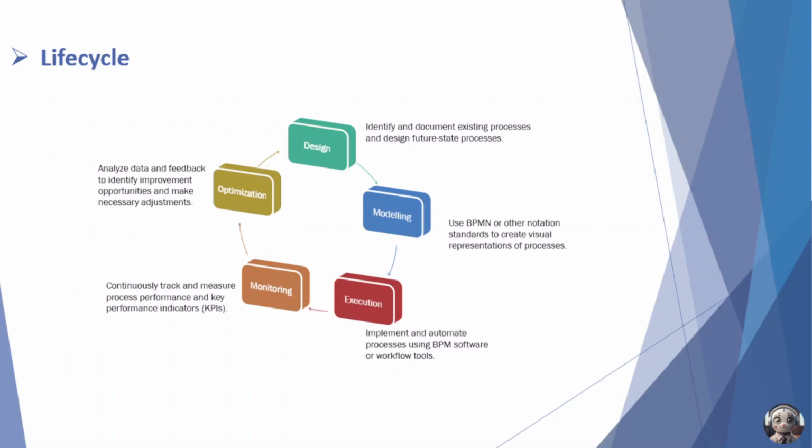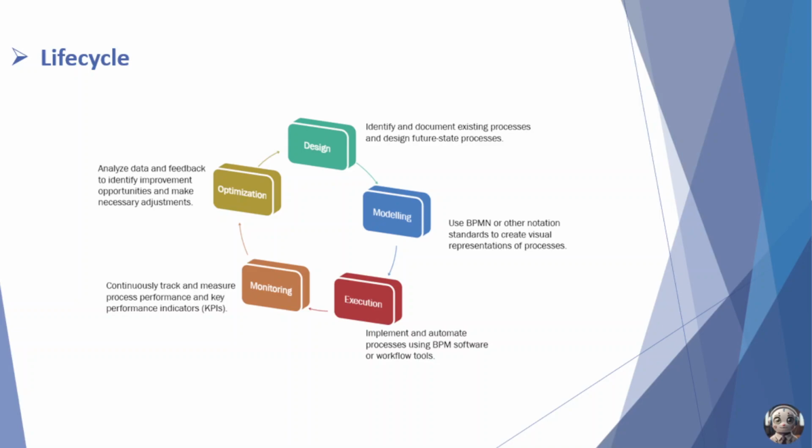The BPM lifecycle consists of 5 phases: design, modeling, execution, monitoring, and optimize. In the design phase, processes are identified and defined, laying the foundation for the rest of the life cycle. The modeling phase involves creating visual representations of processes to understand their flow and dependencies.